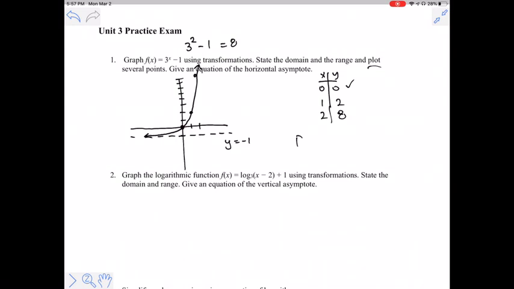Okay, then it asks for the domain and range. Domain for any exponential graph is -infinity to infinity. The range is not including -1 to infinity.